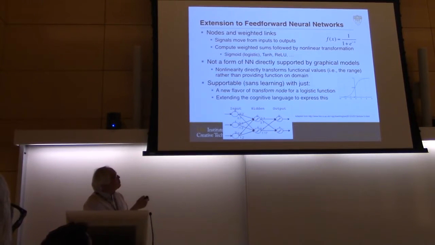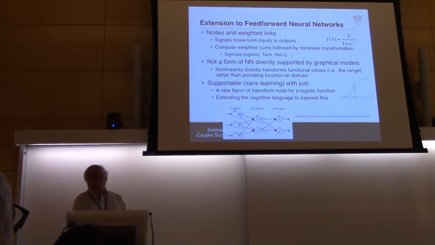So it turns out, though, it's supportable, if you don't worry yet about learning, with just a new flavor of the transform node. Earlier I said that was used for negated conditions and actions for a logistic function. That's basically the standard logistic sigmoid function. And then extending the cognitive language to express this.